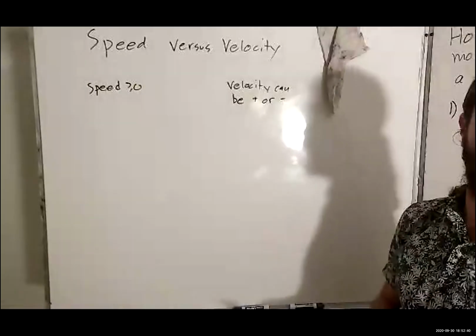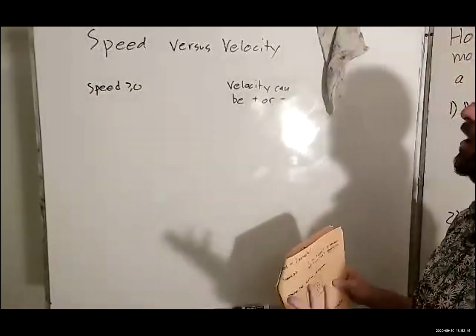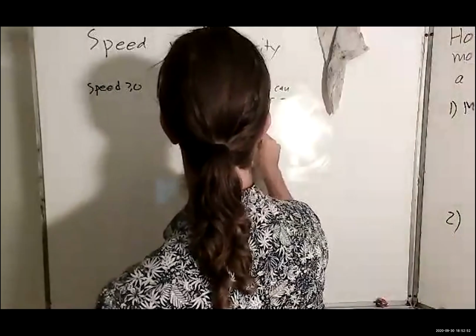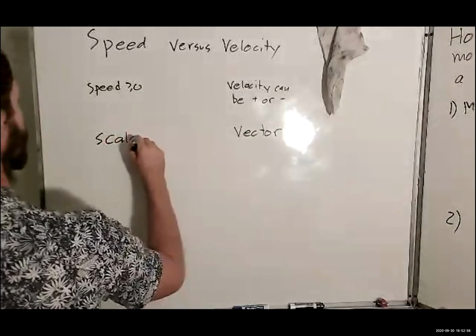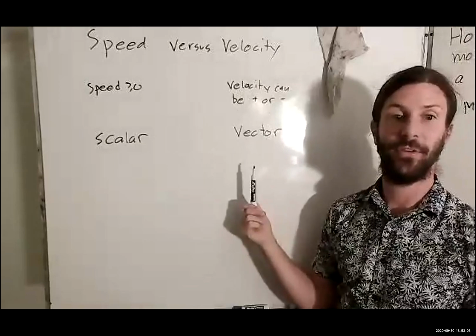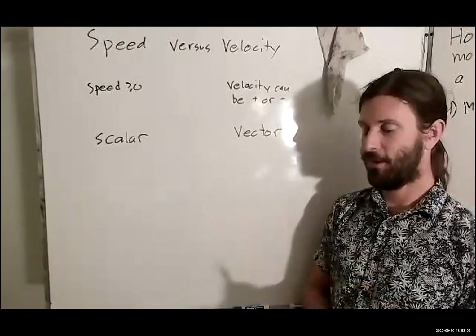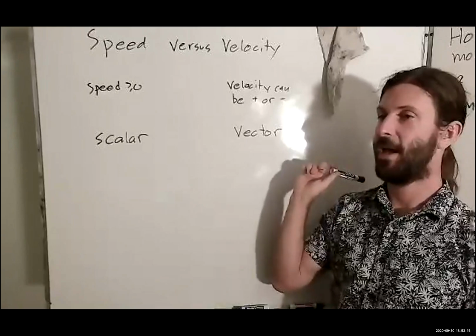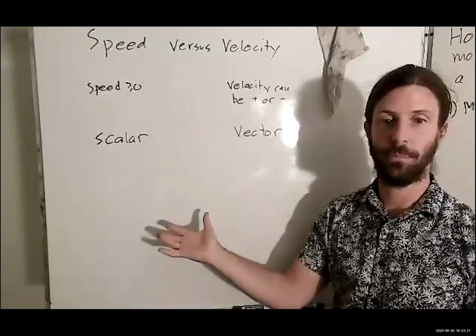Right? Velocity can be either positive or negative. Now, velocity is a vector, and speed is a scalar. Right? And speed is kind of just the magnitude of velocity when you think of velocity as a vector. So when I throw this pen into the closet, it has a velocity of 5 meters per second towards the closet, right? But the speed is just 5 meters per second.